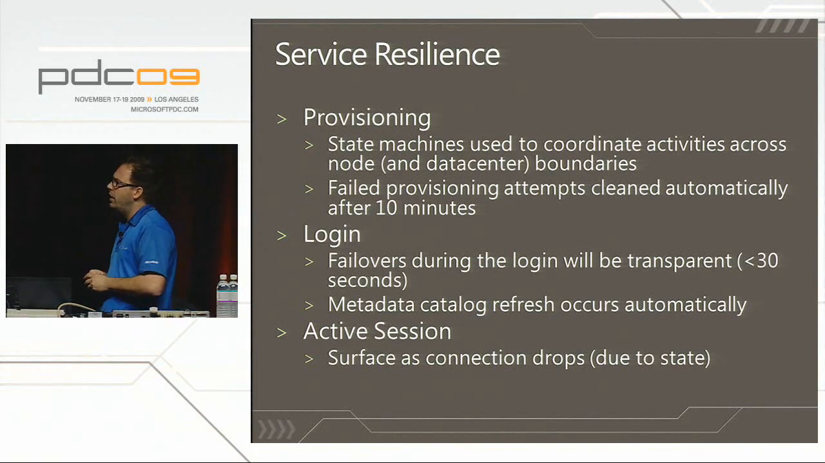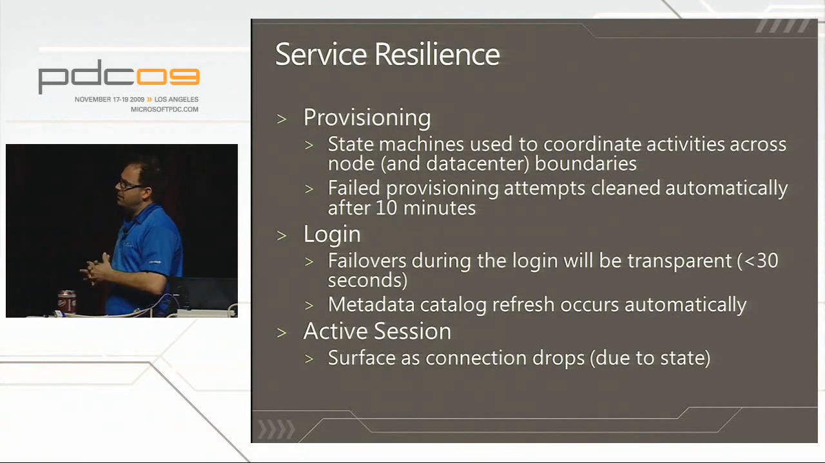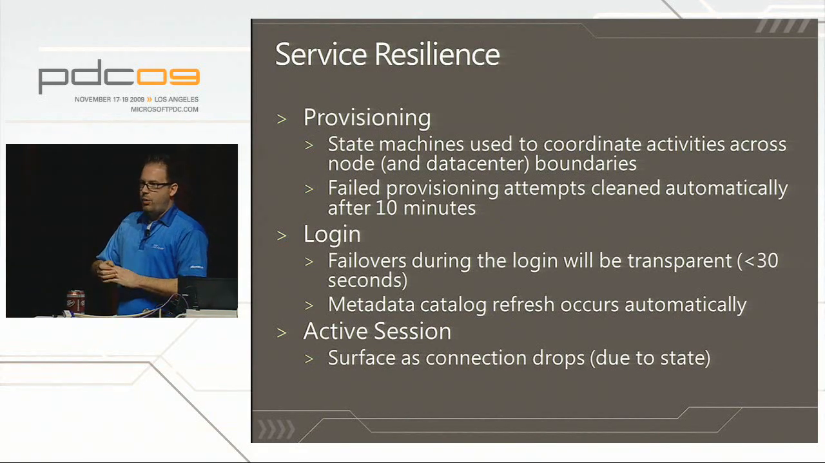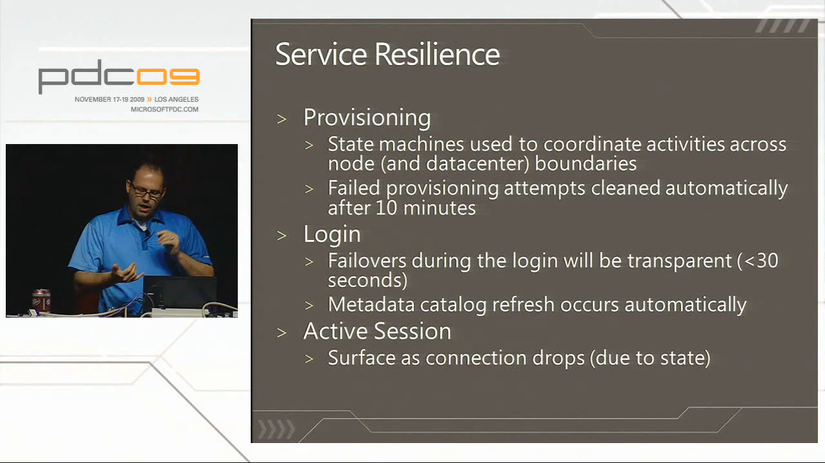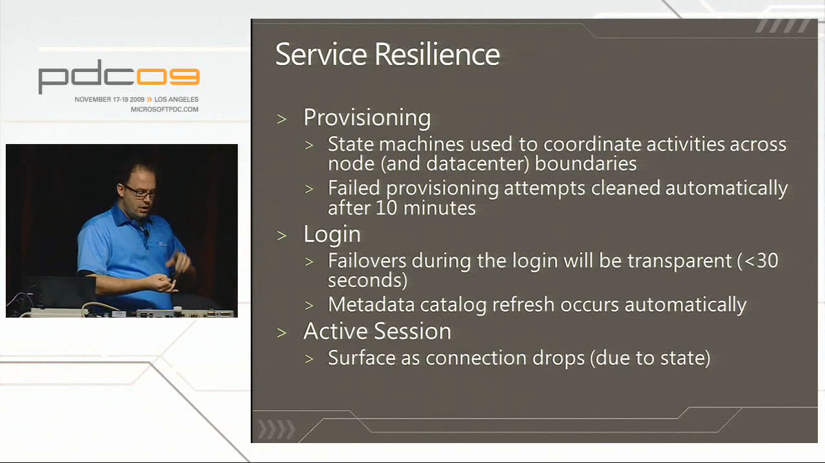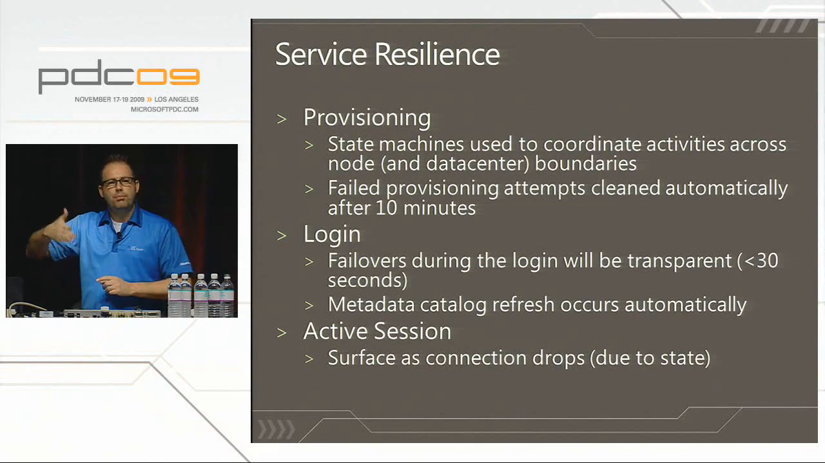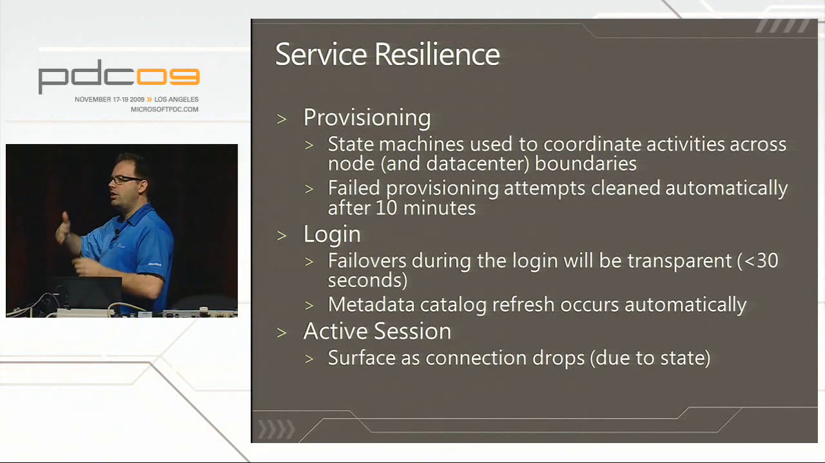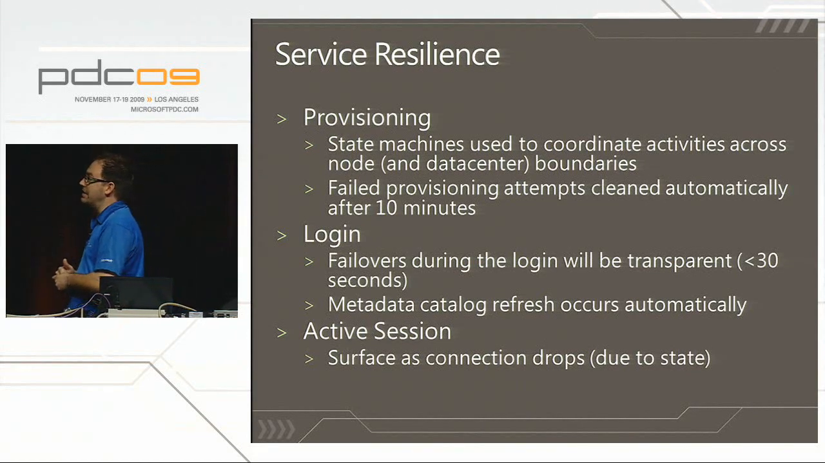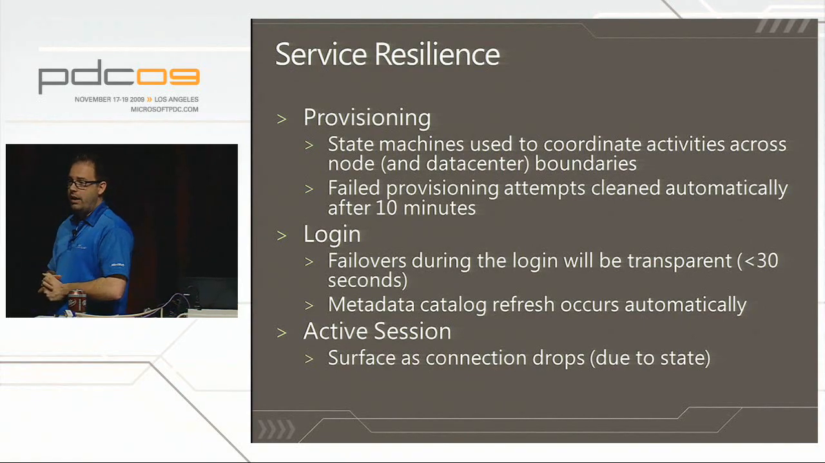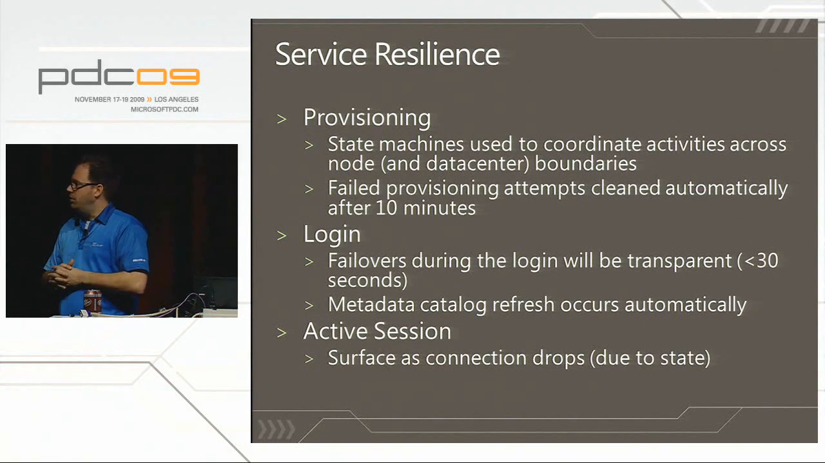On login, this is probably the most interesting from a user perspective. We make login failures transparent for up to 30 seconds. If during the login process either our metadata catalog fails over, or the master database fails over, or the user database fails over, we will keep retrying that operation and refreshing our cached location of where those things live for you automatically. So those should be largely transparent to you. Beyond the 30 seconds, I'm afraid that's something users are going to have to retry.